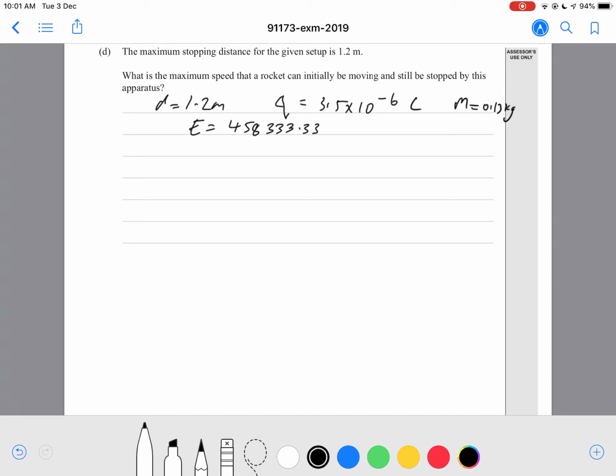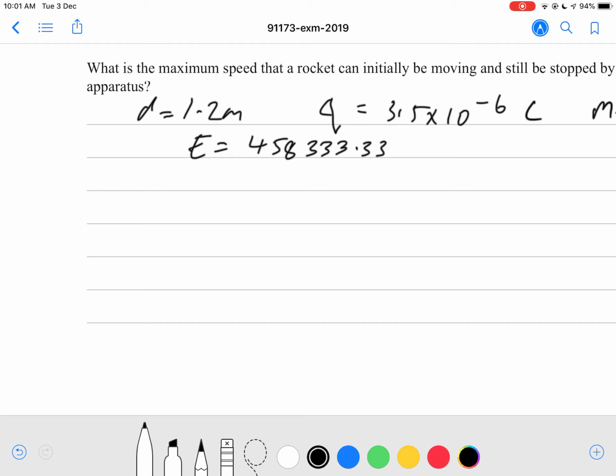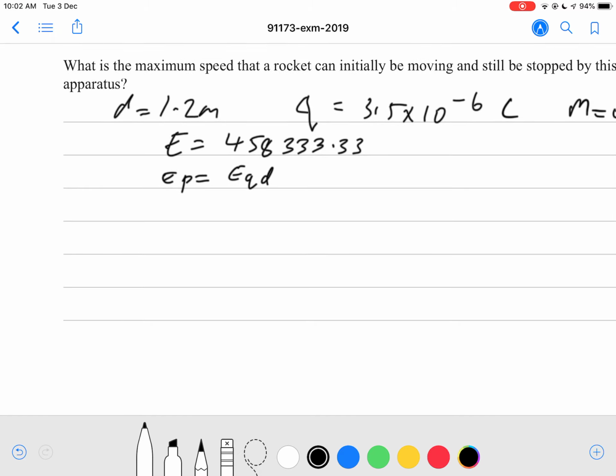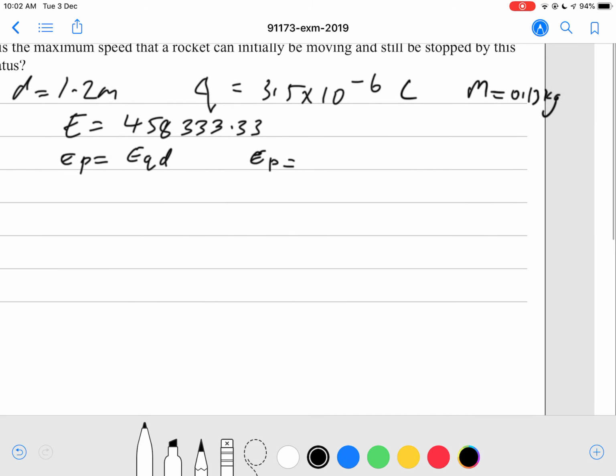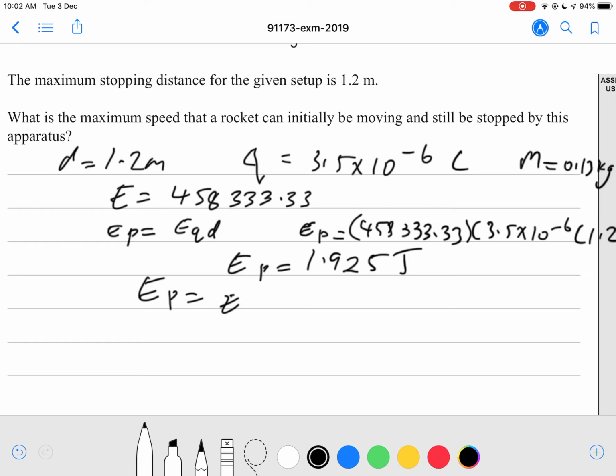Alright, so this is really similar to question B. It's once again energy conservation. We can use this by finding the EP, and then using EP equals EK to find the maximum speed. So EP equals EQD. So EP equals 458,333.33 times 3.5 times 10 to the power negative 6 times 1.2. That should give us that our EP is equal to 1.925 joules. And now we can say that EP equals EK.